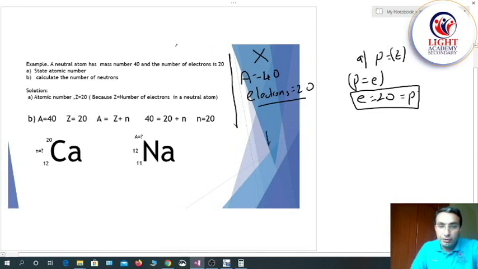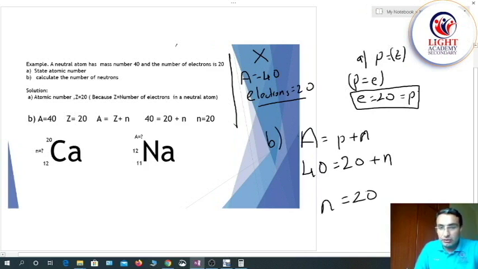Option B: calculate the number of neutrons. I know that A is equal to P plus N. I know A is 40. I have already found the value of P, that is 20, plus N. N is 20.